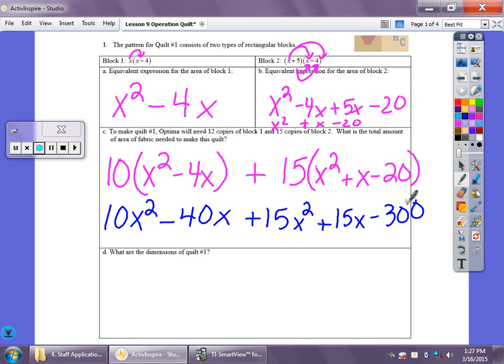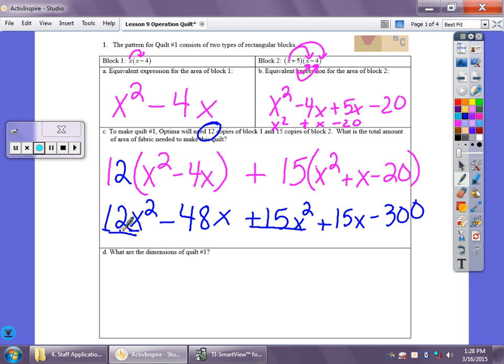Okay, and then we end up with, after combining like terms, the 10 goes with the 15, which makes, oh, sorry, I misread the problem. They wanted 12 of these. Okay, so we need 12 of these, so that's a 12x squared minus 48x. Okay, sorry, I misread the number there.